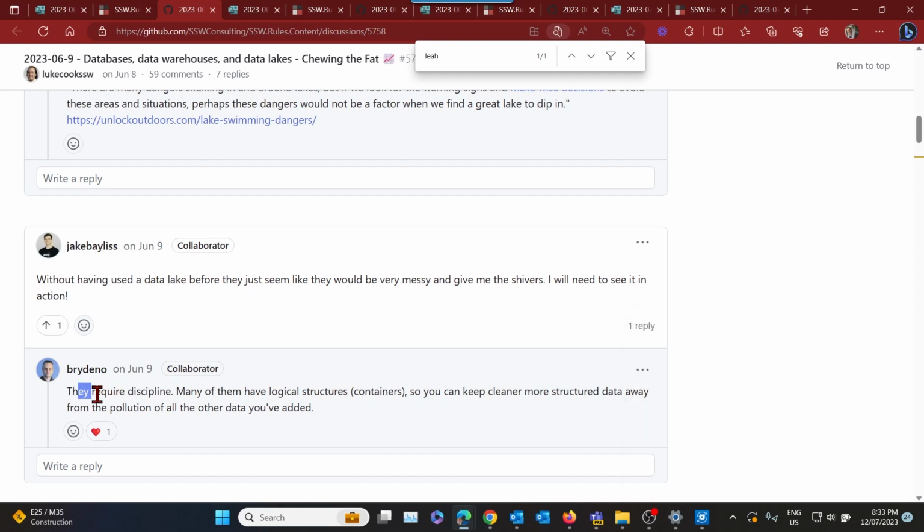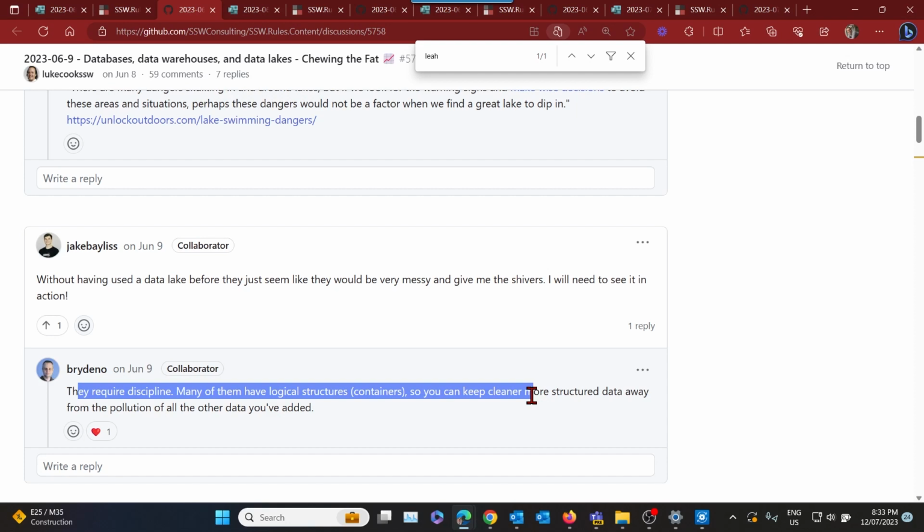Now, Bryden says they require discipline. Many of them have logical structures, containers, so you keep the cleaner structured data away from all the polluted, unstructured data. So, great answer there. And I think that's why it's so important to have strong data guys, because they make sure you do the data lake in the right way. Right. If you've got guys that are not strong at the data, then you might end up with a mess in your lake that you've got to clean up later.